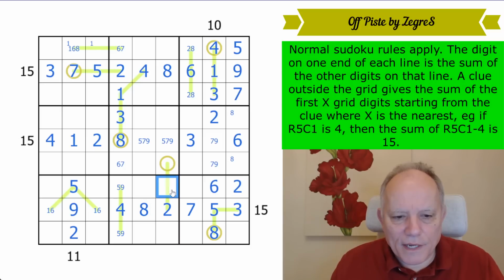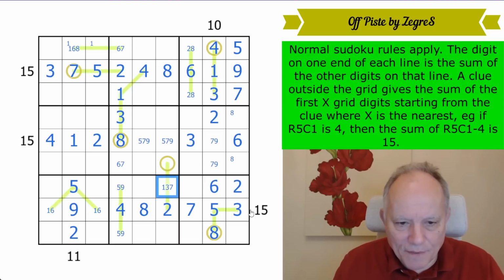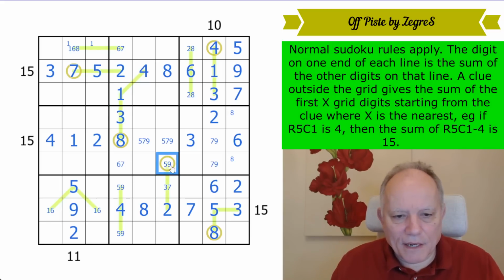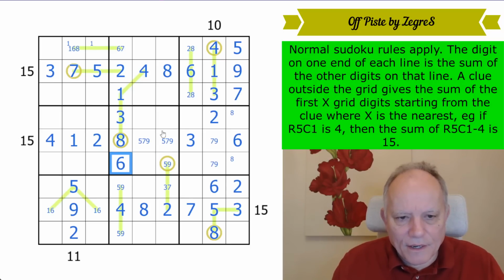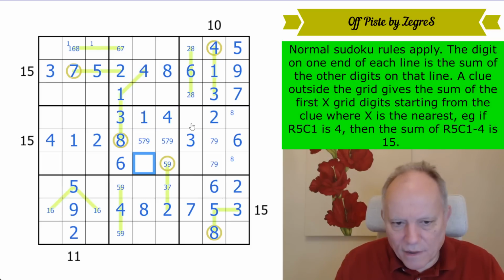5, 9, 4, 2, 8, 6. This is 1, 3, or 7 by Sudoku. This is therefore 9, 5, or 3, but it can't be 3. So that seems to be 9 or 5, and that's a triple. So we're not using the parity thing. 5, 6, 7, 9. That's a 4, that's a 1, that's a 2.